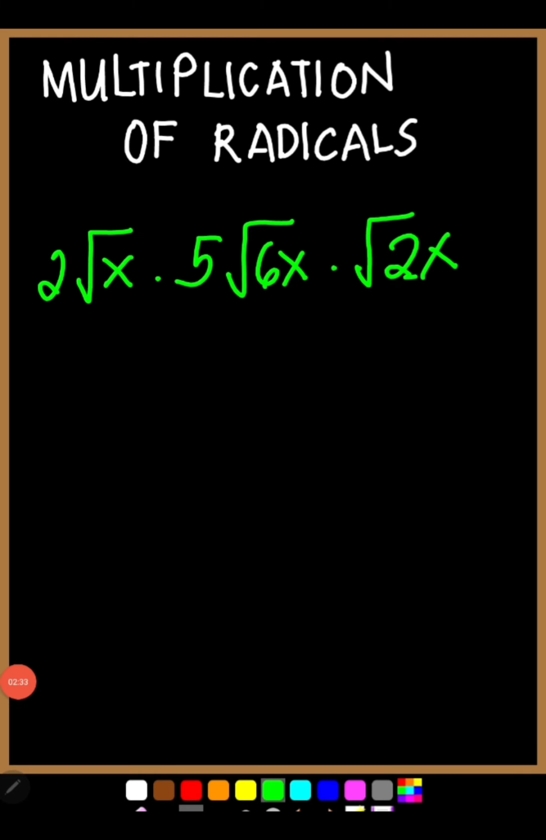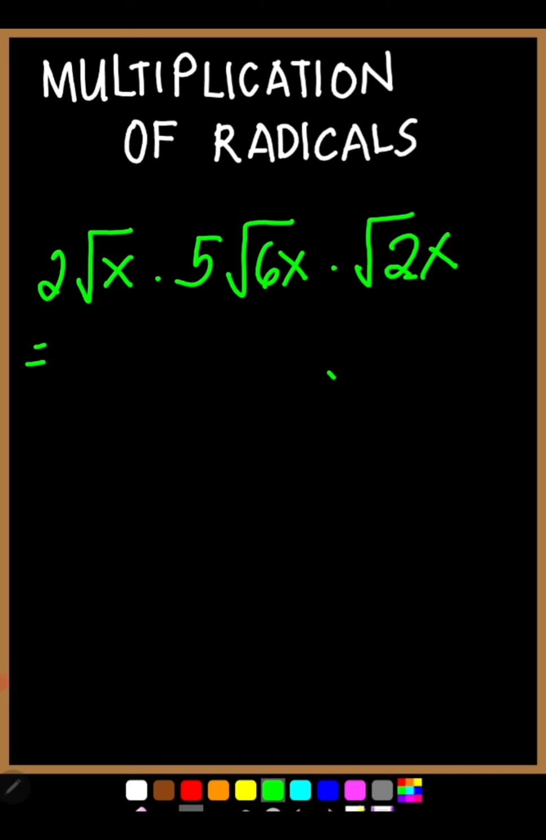Okay, another example. So, we have 2 times square root of x times 5 square root of 6x times 2 square root of x. Times square root of 2x. I'm sorry. Now, what we do is we multiply lahat ng mga coefficients or yung mga numbers na nasa labas, tapos lahat ng mga base na nasa loob ng radical sign. Since they all have the same index na 2 or they are all square root, pwede natin silang pagsama-samahin.